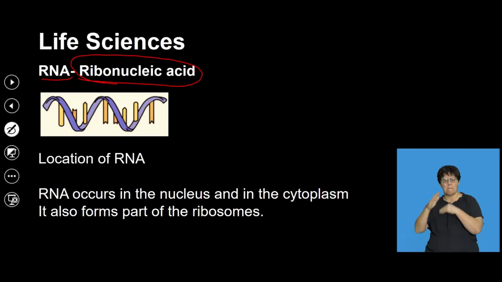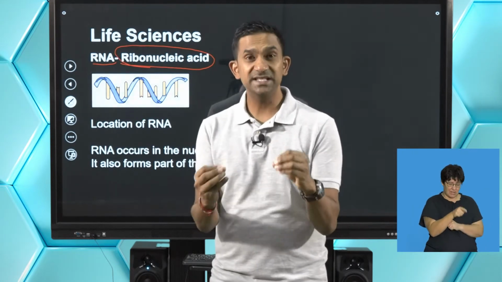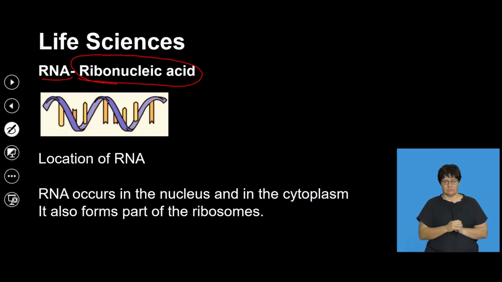RNA stands for ribonucleic acid. It is a type of nucleic acid. It's found in the nucleus. It's found in the other parts of the cell as well. It's important that we understand the structure and what makes up RNA. Let's get into that. Firstly, the location of RNA.